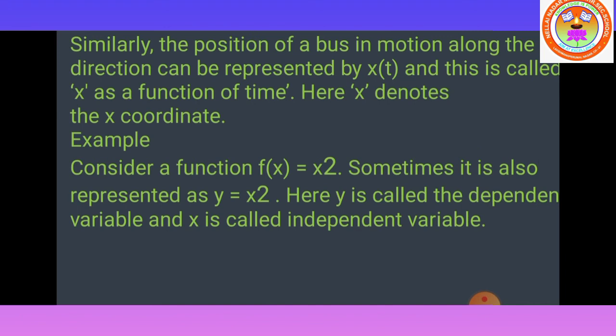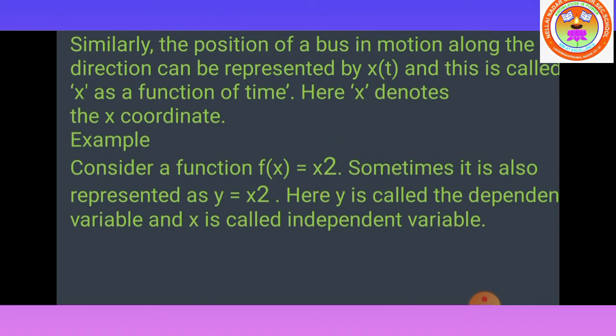Similarly, the position of a bus in motion along the x direction can be represented by x of t, and this is called x as a function of time. Here x denotes the x coordinate. Example, consider a function f of x is equal to x square.